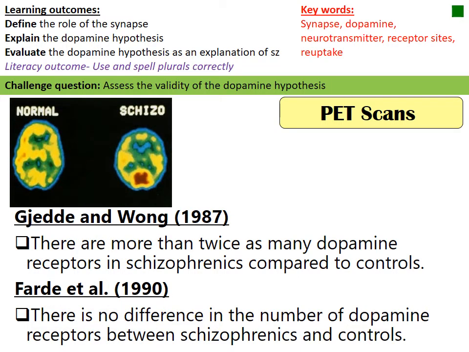PET scans are often used when assessing the causes of schizophrenia in humans. Research from 1987 suggests that there are twice as many dopamine receptors in schizophrenics compared to controls. So again, this is further evidence supporting the role of dopamine. And Farde et al. said that there was no difference in the number of dopamine receptors between schizophrenics and controls. So you have an opposing piece of evidence there suggesting that dopamine has no role to play.